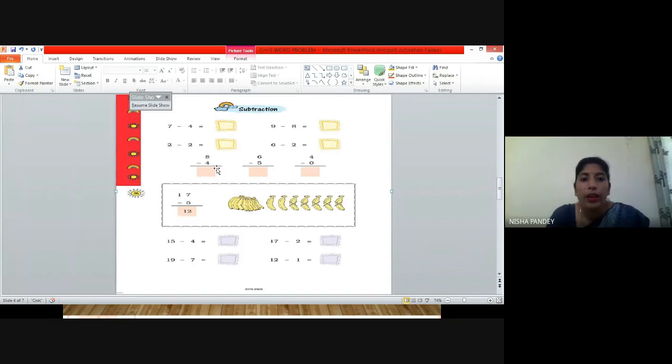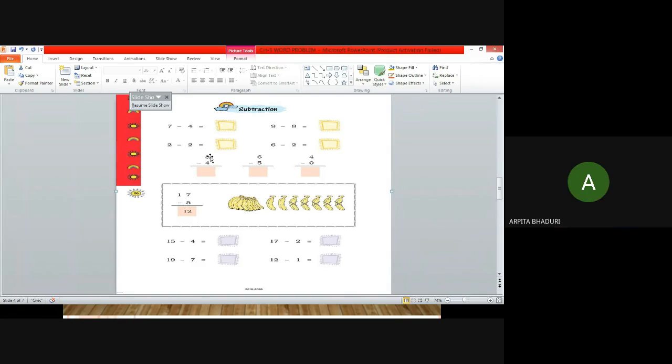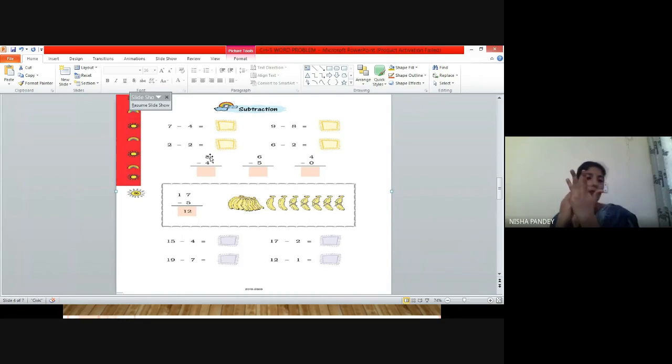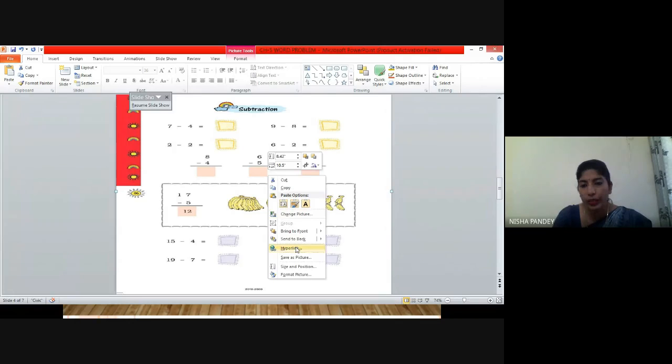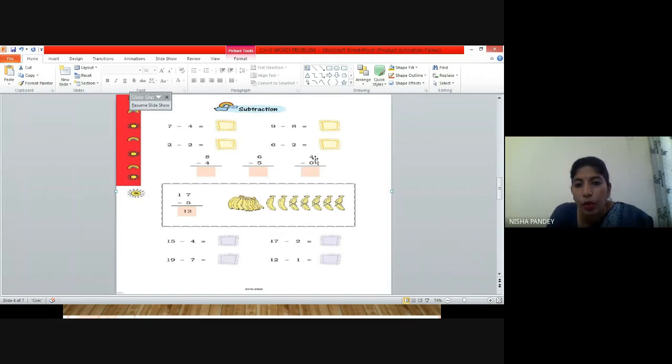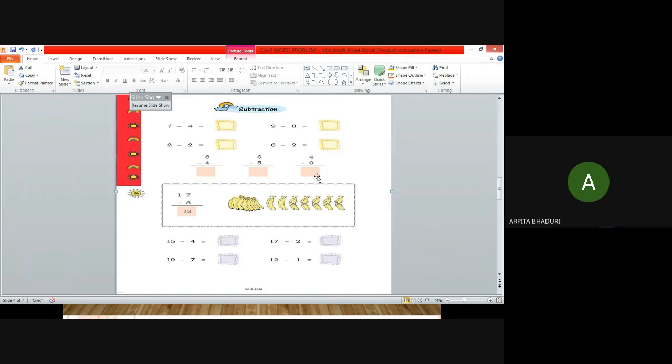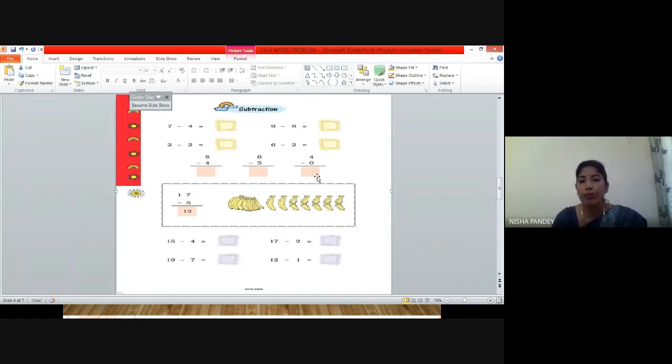Very good. So now downward subtraction we have, children. 8 minus 4. Ma'am, 4. Yes. Very good. Now 6 minus 5. Ma'am, 1. Okay, good. And 4 minus 0. Ma'am, 4, because 0 is nothing. Yes, 0 is nothing. So if we subtract or add 0 to any number, we'll get the same number only.